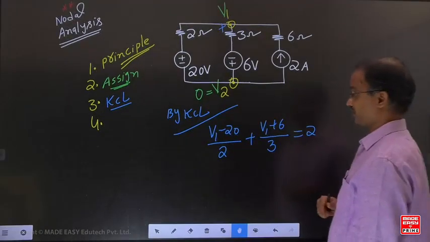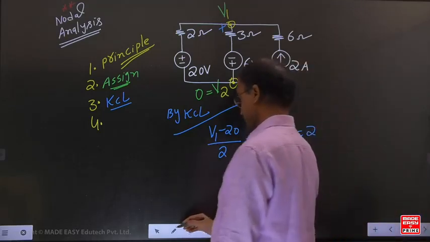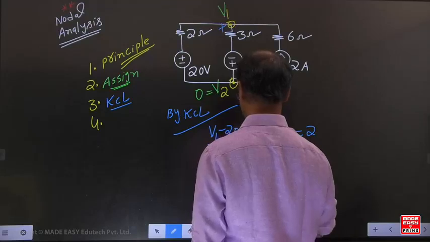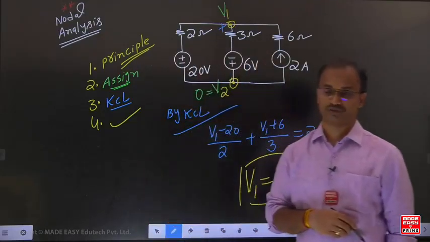That means the sum of outgoing currents equals the sum of incoming currents. Then by simplifying this, can you find the V1 value? That means by solving the KCL equation, we can find the node voltage.